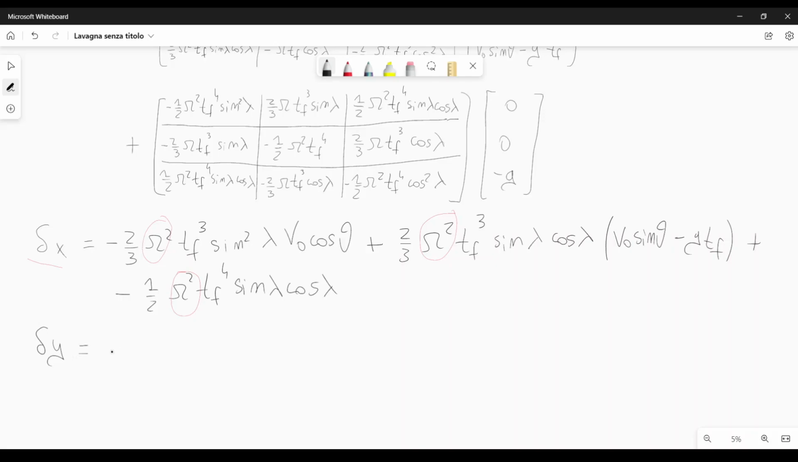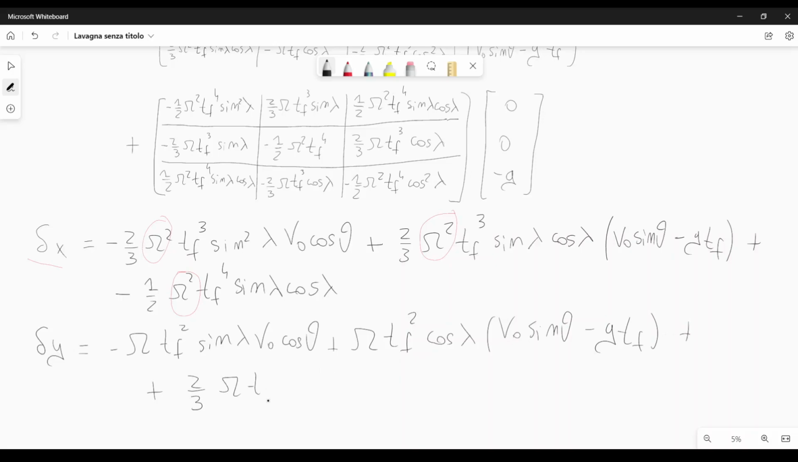Delta y is minus omega tf squared sine lambda v0 cosine theta plus omega tf squared cosine lambda v0 sine theta minus gtf plus 2/3 omega tf cubed cosine lambda times g.